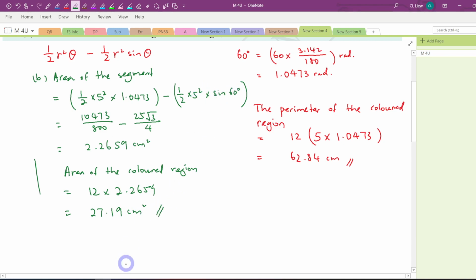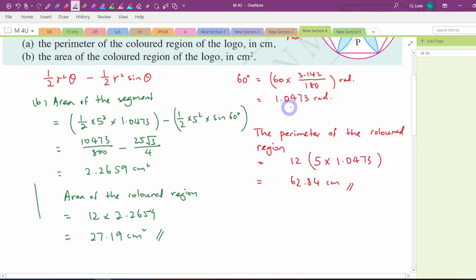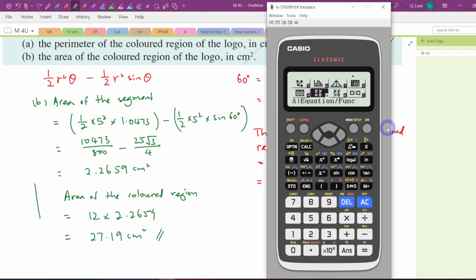Now let me show you how to use our calculator. If I don't want to write 60 degrees, I want to use radians, you can also get the answer. Press 1 over 2 times 5 squared times sine 60. Since your calculator is set in degrees, you don't have to key in the degree symbol, your calculator knows that this is in degrees. If you convert to decimal, it's 10.825 and so on.